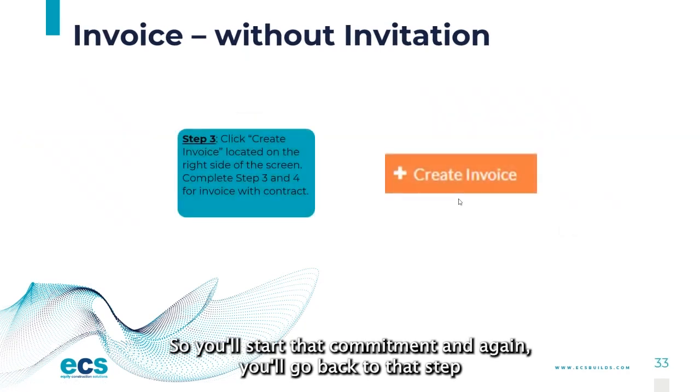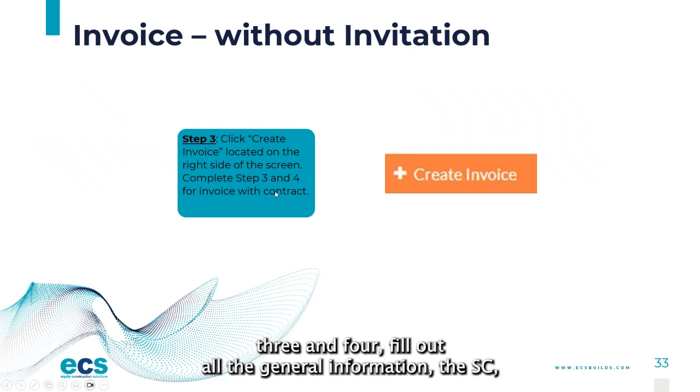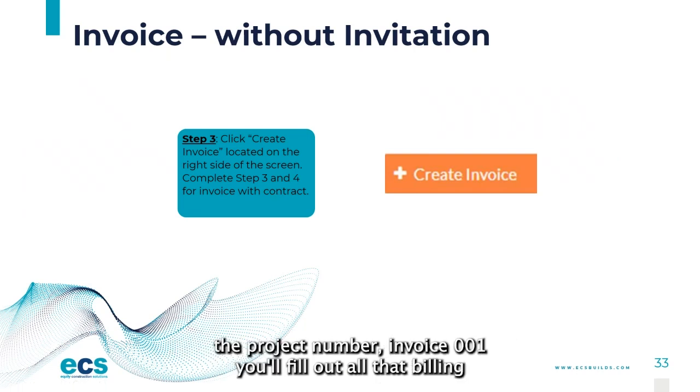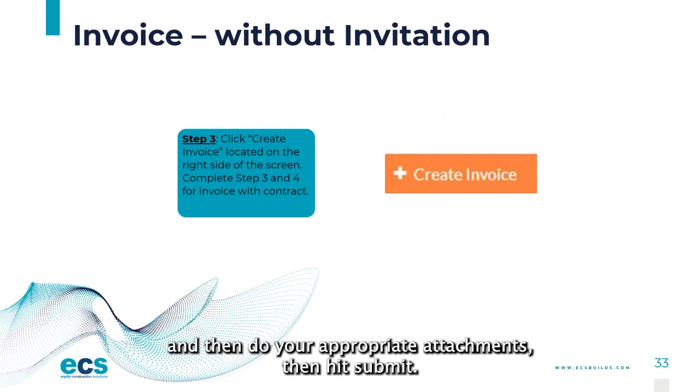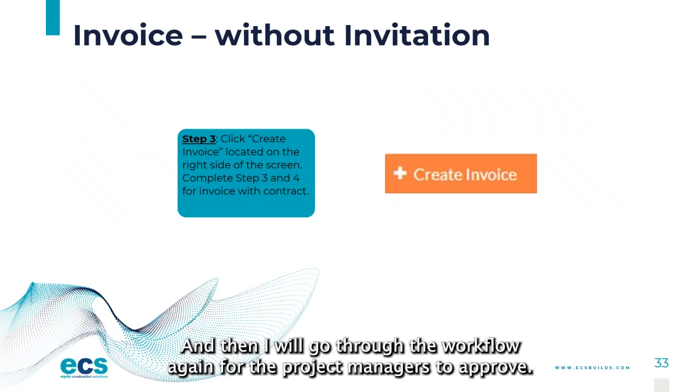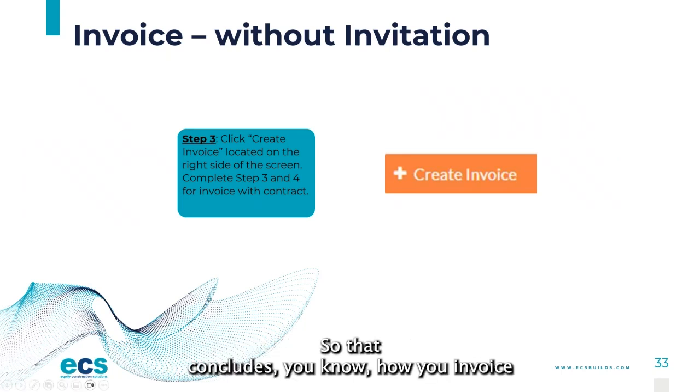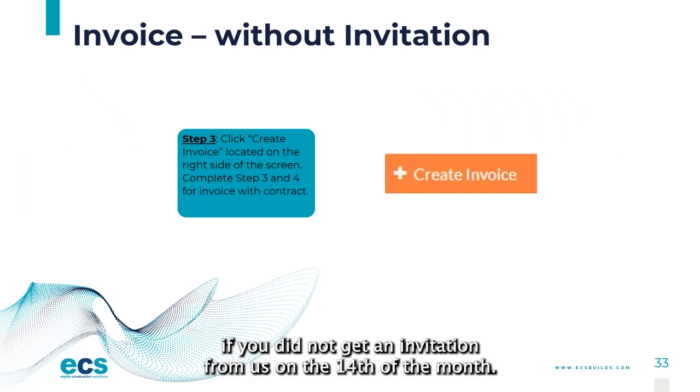You'll start that commitment, and again, you'll go back to steps 3 and 4 and fill out all the general information: the SC, the project number, invoice 001. You'll fill out all that billing information, select all the boxes that you want to bill for those line items on the schedule values, and then do your appropriate attachments, hit submit, and then it will go through the workflow again for the project managers to approve. So that concludes how you invoice if you did not get an invitation from us on the 14th of the month.